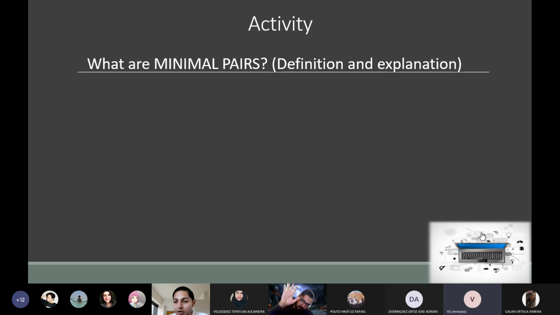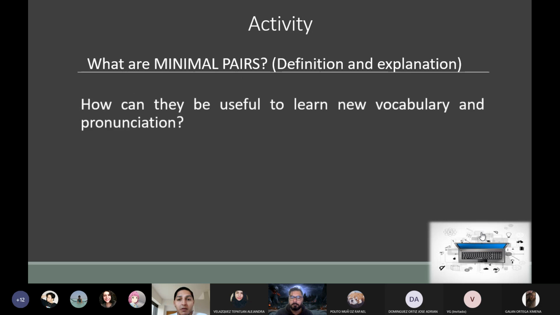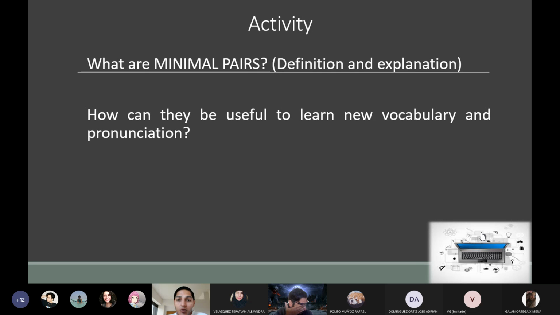You're right, Victor. You're right. Just one thing to be added here. It's not that they change one letter, but one sound. Okay, it's a sound. You describe it very well. And you're right. Your example is quite accurate. It's insightful. Now, how can those minimal pairs be useful to learn new vocabulary and pronunciation?